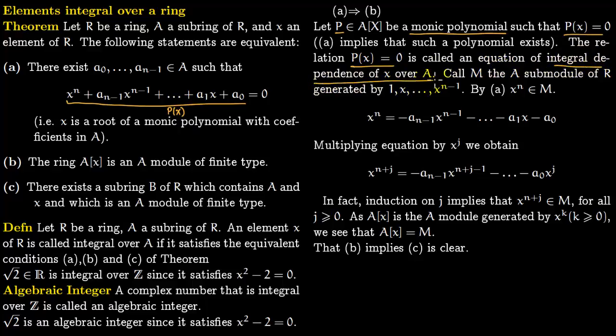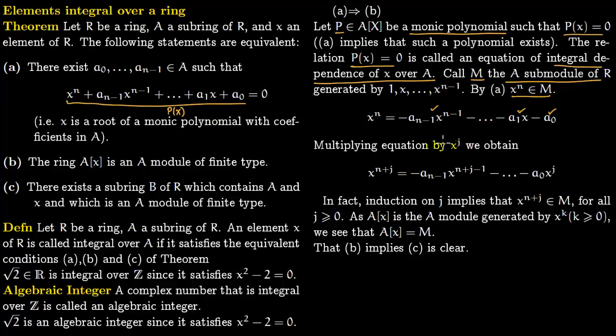So let us call M the A-submodule of the ring R generated by the elements 1, x, all the way to x^(n-1). Now see, by this, x^n lies in M, because you take all these terms to the right-hand side. So x^n equals minus a_(n-1) x^(n-1), all the way like this. But all these terms lie in M, so therefore x^n also lies in M.